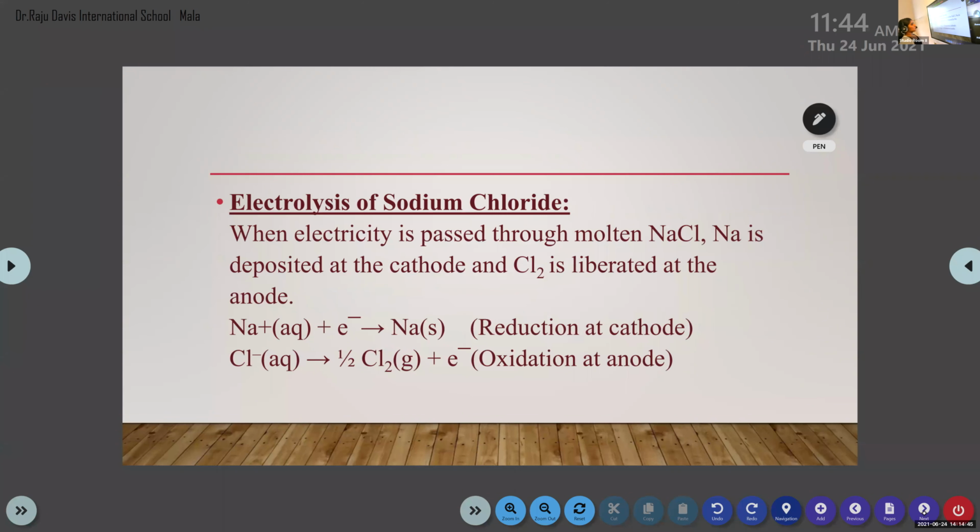Then we are moving to the electrolysis of sodium chloride. When electricity is passed through molten sodium chloride, I told you in the beginning, if the electrolyte is present in a molten state or dissolved state, only the electrolysis process takes place. So when electricity is passed through this molten NaCl, that means melted NaCl, the sodium is deposited at the cathode and chlorine is liberated at the anode. These are the two reactions that take place there.